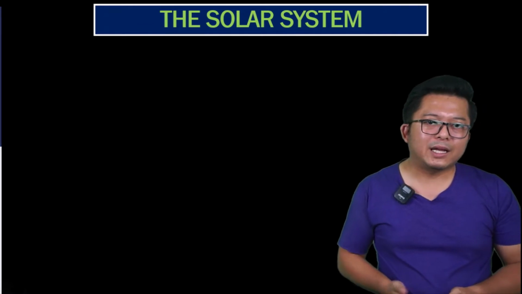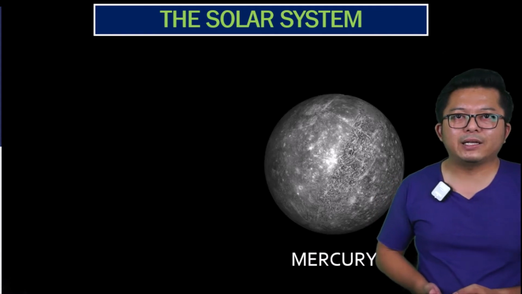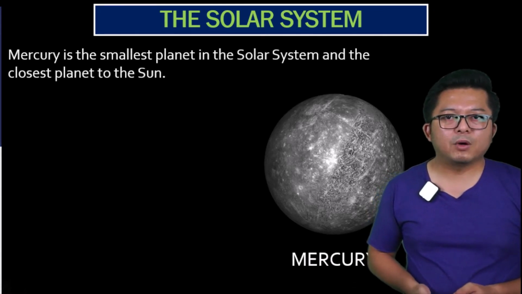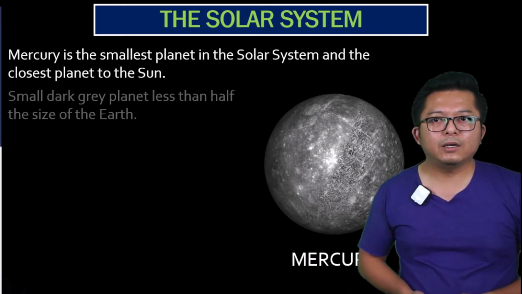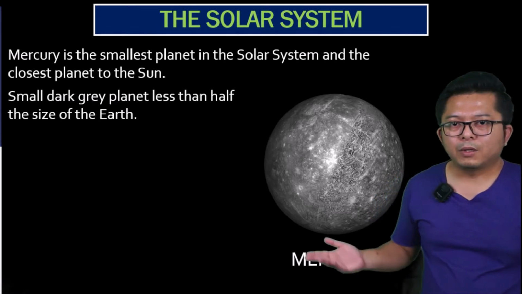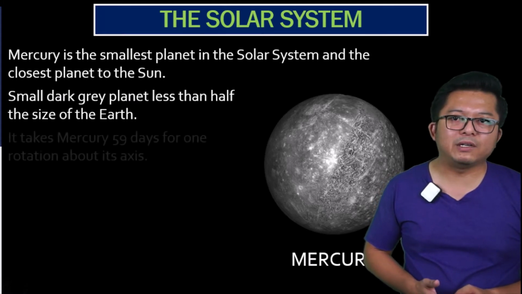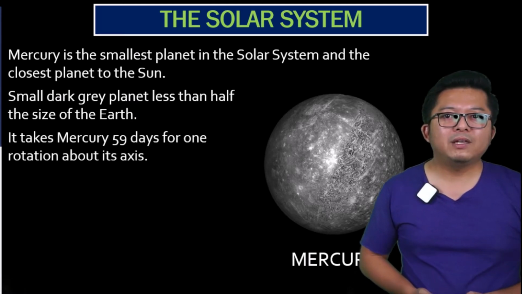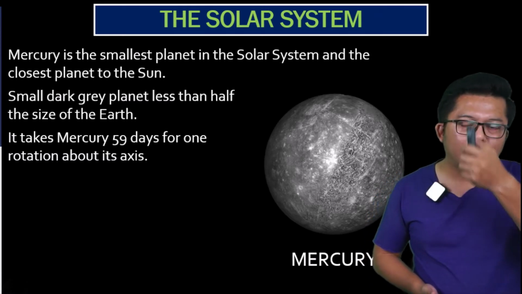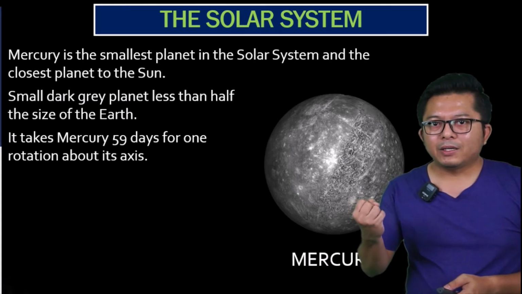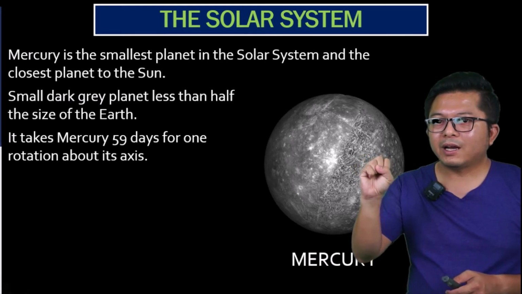Next, that is the star, the sun. We shall move on to Mercury, which is the first planet in our solar system. Mercury is the smallest planet in the solar system and the closest planet to the sun. So Mercury is a small dark gray planet, less than half the size of the Earth. It takes Mercury 59 days for one rotation about its axis. One rotation about its axis means it turns around like this for 59 days.